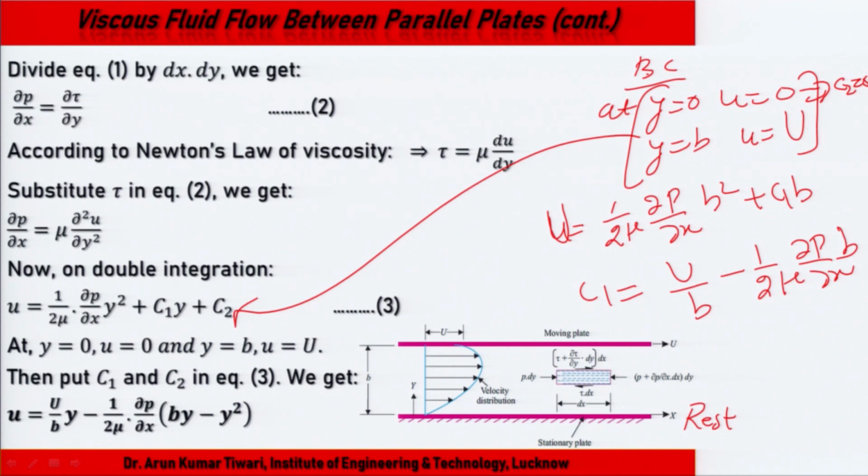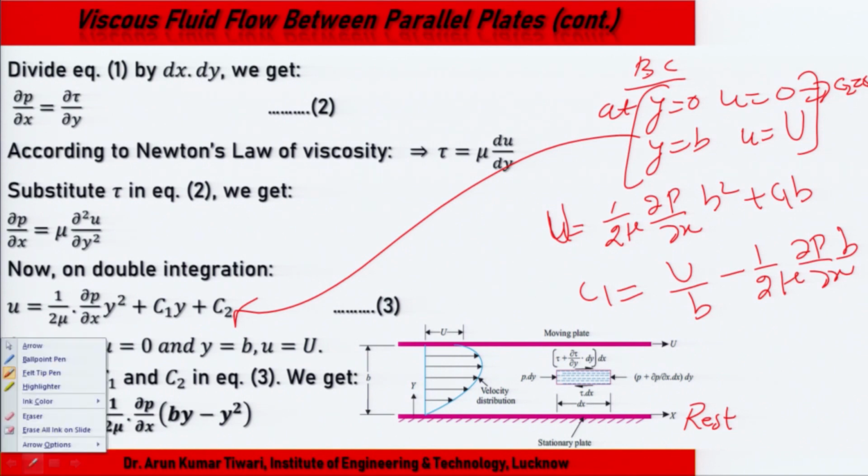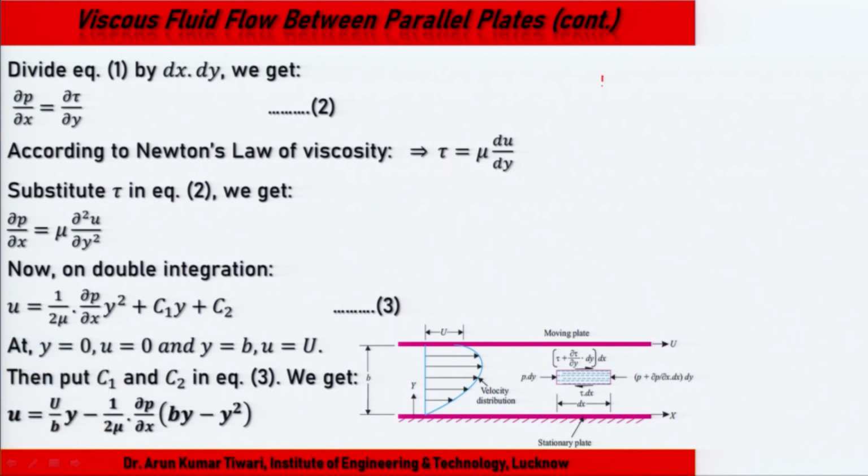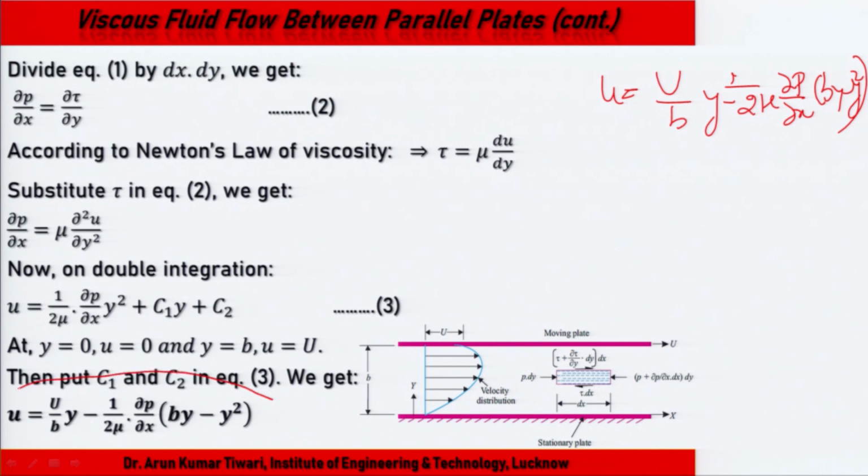Putting this equation in and combining, u becomes capital U upon b into y minus 1 upon 2 mu del p upon del x into (b y minus y square). And what is the velocity distribution? If you see the velocity distribution, at y equal to 0 it is 0 and at the top it is capital U. This pattern has a y square term, so it is parabolic.